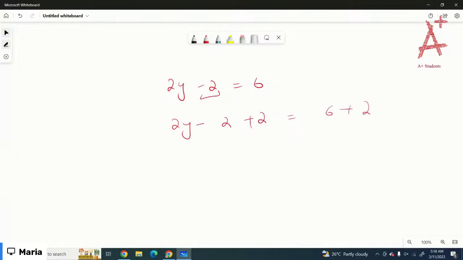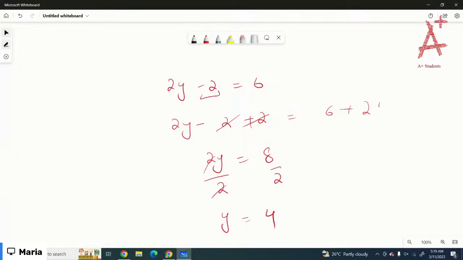Got it? So minus 2 plus 2 makes 0. You are left with 2y here. And 6 plus 2 is 8. Now you need to calculate the value of y only. You have to remove that 2 from here. So divide both sides by 2. 2 and 2 cancel out. You are left with y, and 8 divided by 2 is 4. That means y equals 4.